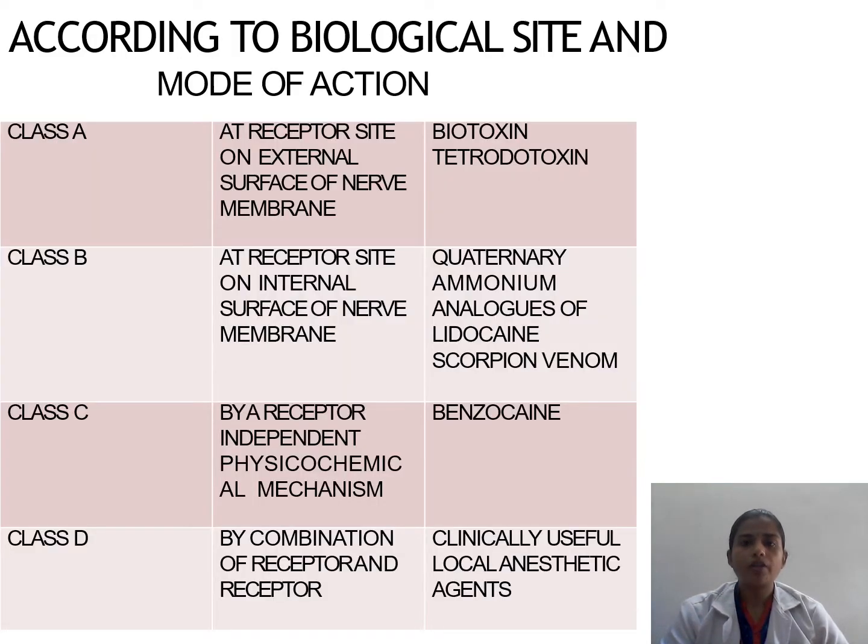According to biological site and mode of action, it is classified into four categories. Class A, at receptor site on the external surface of the nerve membrane, biotoxins, tetrodotoxin. Class B, at receptor site on the internal surface of the nerve membrane, quaternary ammonium analogues of lidocaine, scorpion venom. Class C, by a receptor-independent physiochemical mechanism, benzocaine. Class D, by a combination of receptor and receptor-independent mechanisms. Clinically useful local anesthetic agents.